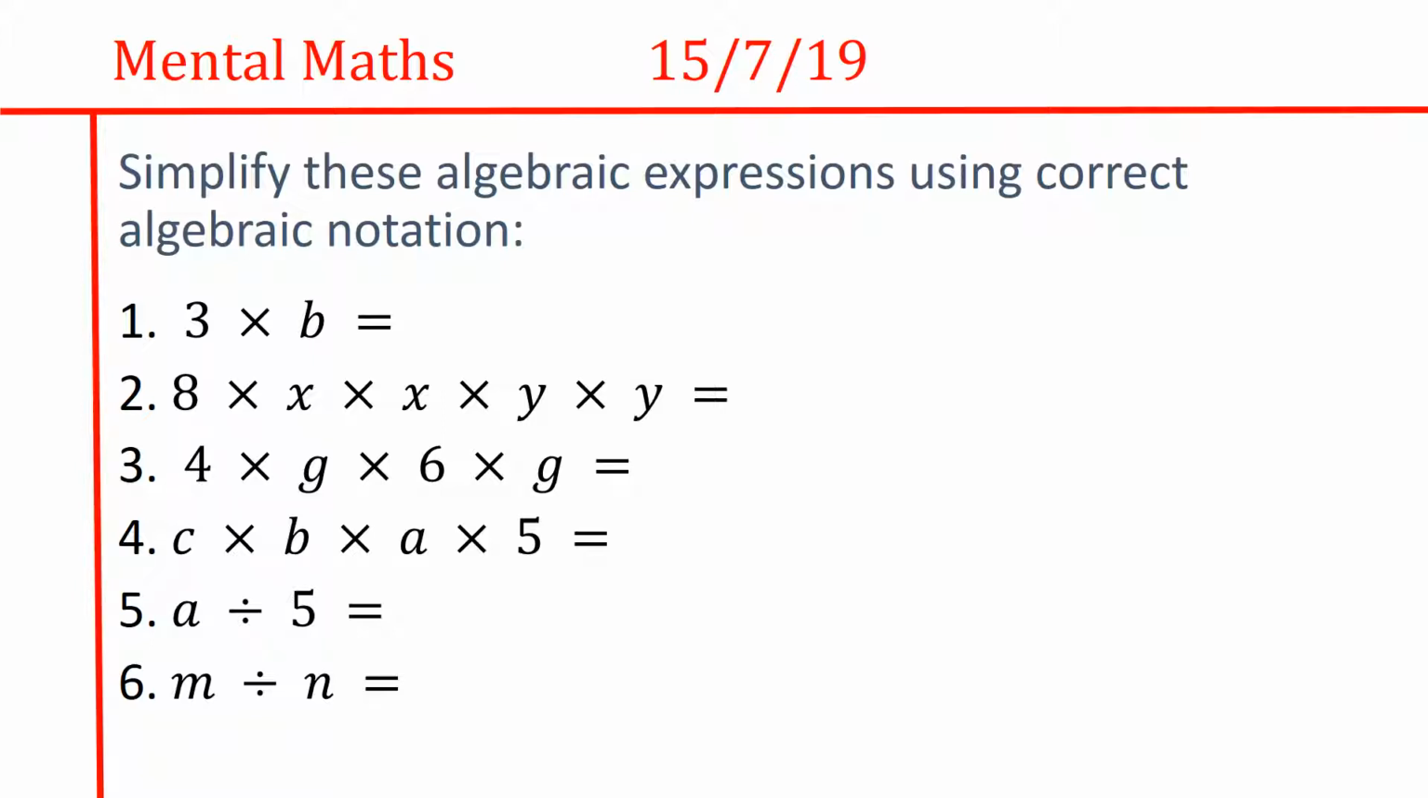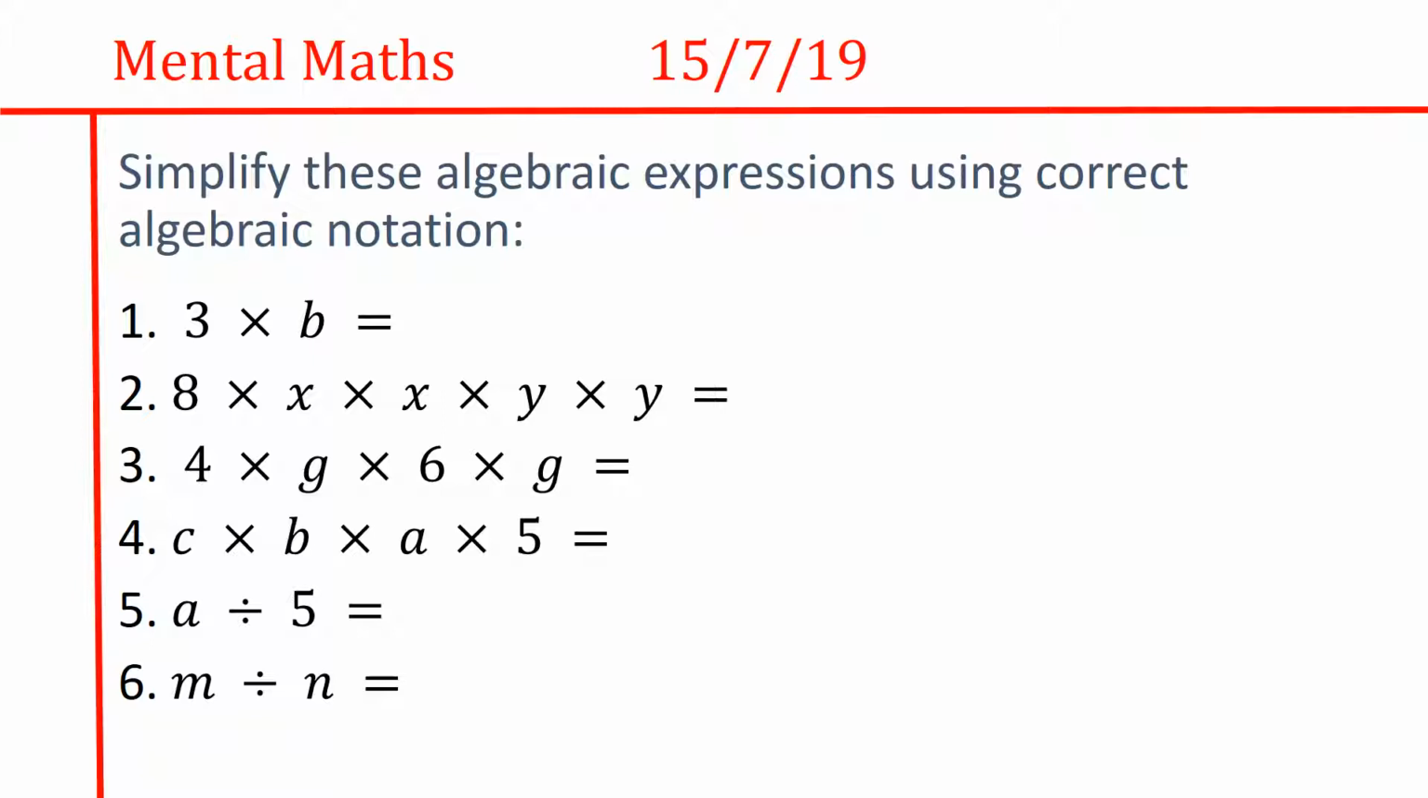So what this question is asking you to do is simplify these algebraic expressions using correct algebraic notation. In algebra, there's a few things that we do so that we have correct algebraic notation. One of those is leaving out the multiplication signs because expressions become far too long. As you can see, question 2 there is quite big. And also we leave out the division signs, and I'll show you how we write them.